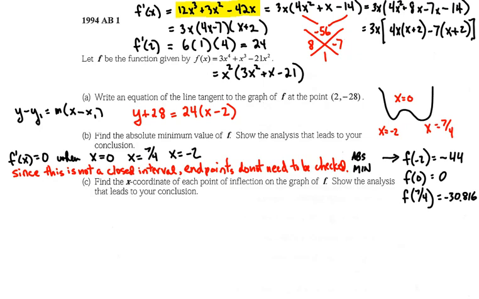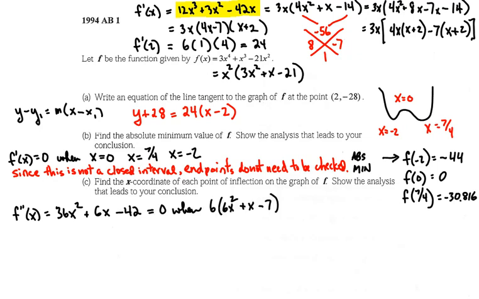So I go back to the original derivative, and I find that the second derivative is 36x squared plus 6x minus 42, and that will equal 0 when 6 times the quantity 6x squared plus x minus 7 is equal to 0. Now I multiply 6 times negative 7 and I get negative 42. So I'm looking for two numbers that multiply to give me negative 42 and add to give me positive 1, so it would be positive 7 and negative 6.